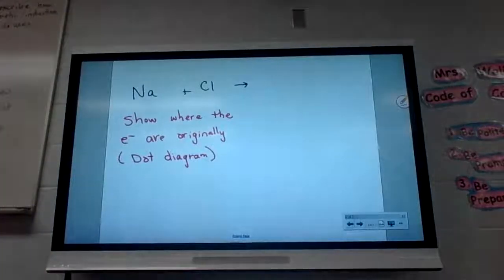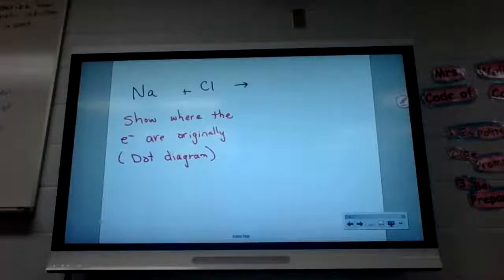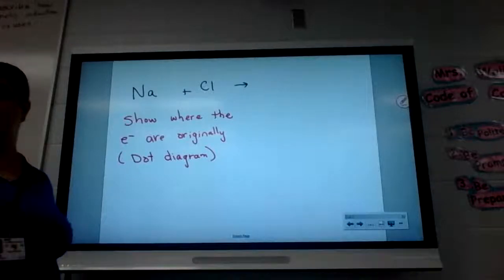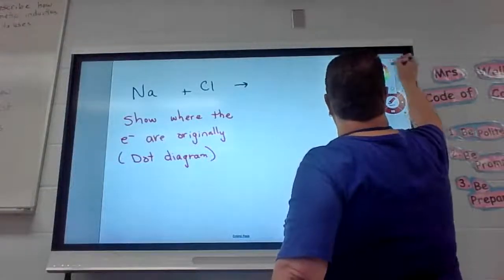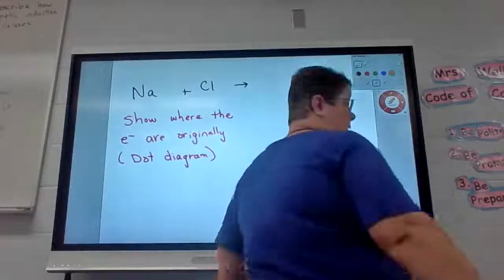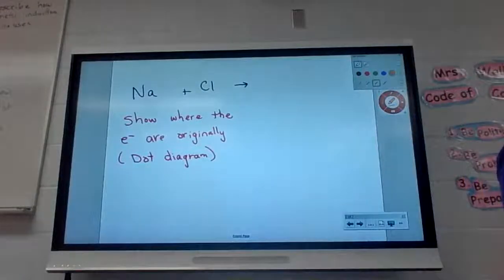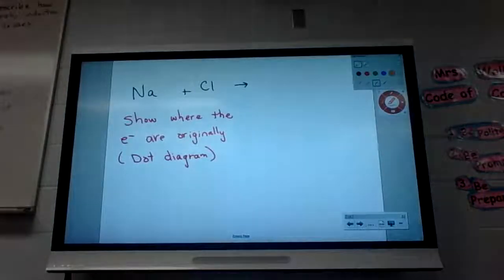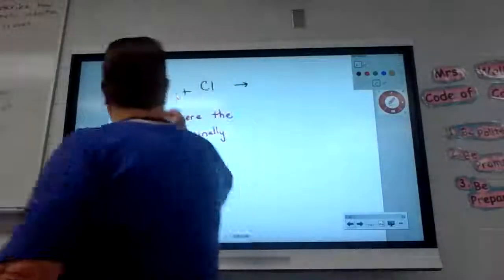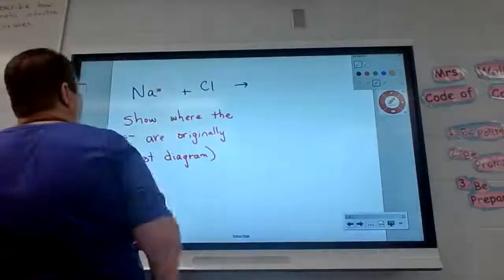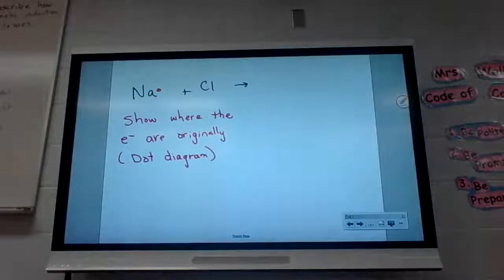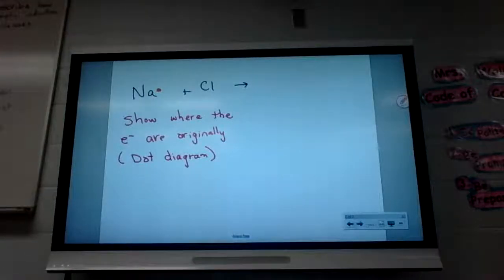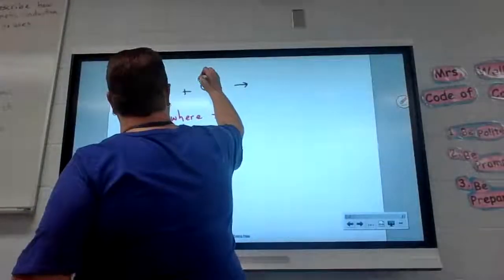So, what do you know about Na? How many dots does Na have? This is why I said you need a periodic table. Na is in group what? 1. So it has how many dots? 1. Okay. Chlorine is in group 17. So it has how many dots? 7. Okay? So we're going to draw 7 dots.